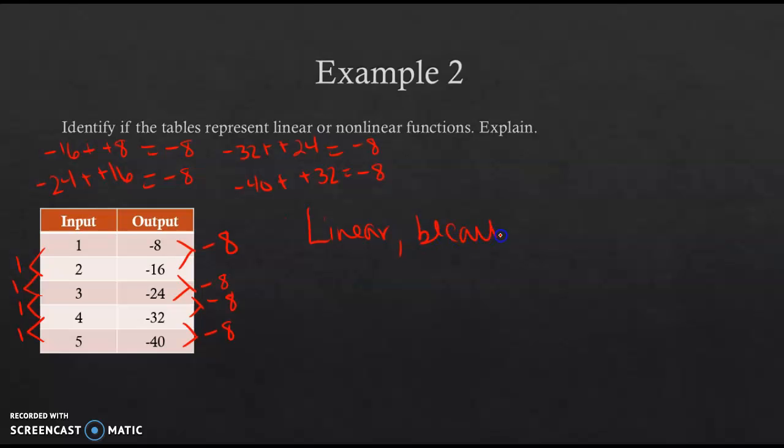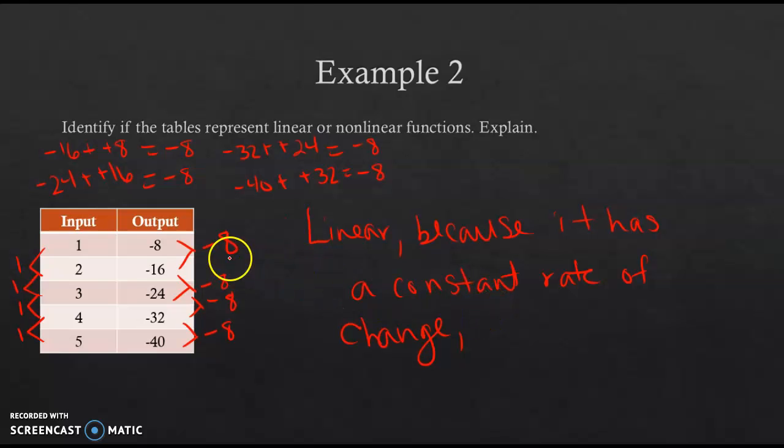because it has a constant rate of change, and that rate of change is negative 8, right? Rate of change is negative 8 over 1, which is equal to negative 8. So rate of change, negative 8. And so that's how I know whether it's linear or not.